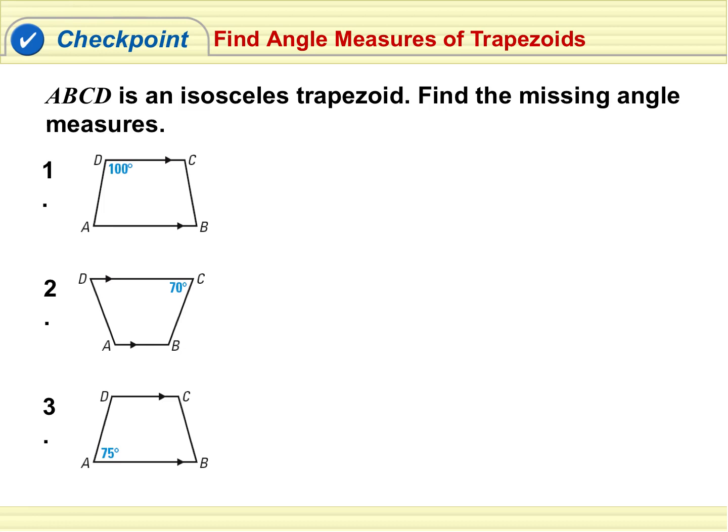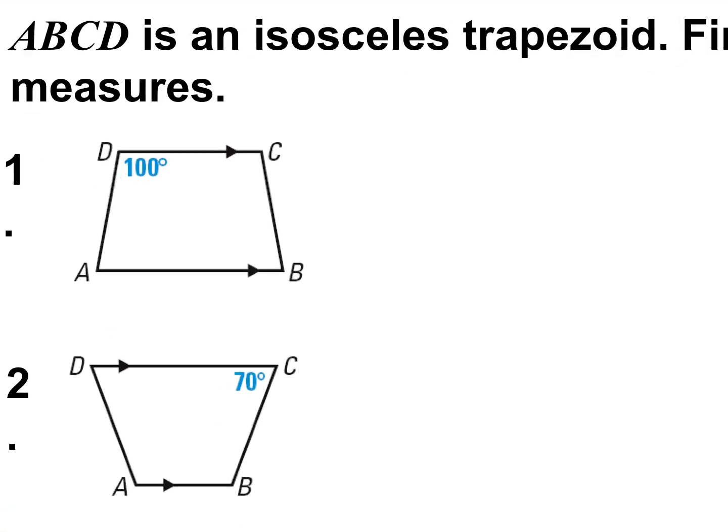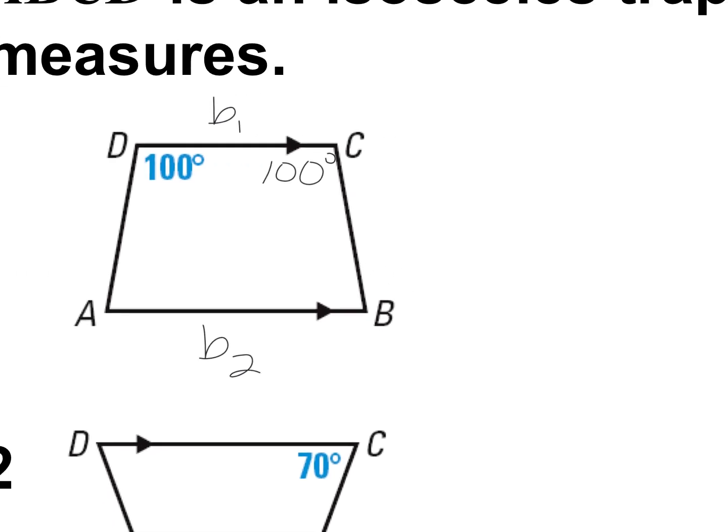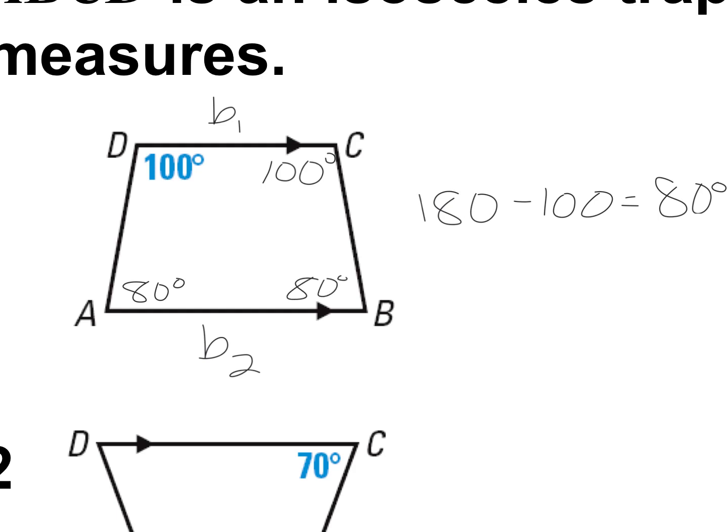Okay, number 1, it gives us angle D, which is 100. First, let's label. What do we know? What are those parallel lines called? Bases. Base 1, base 2. Okay, it gives us 100. Which one's the same as angle D? C is the same. How do we find A and B if we know D? 180 minus 100, and we get 80. That's A and B.